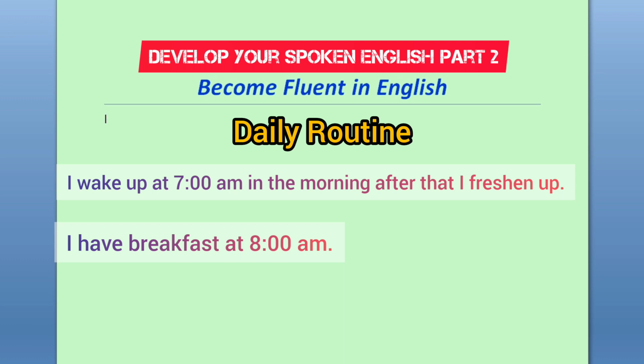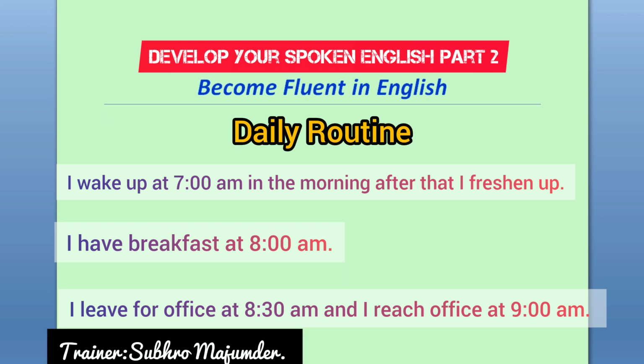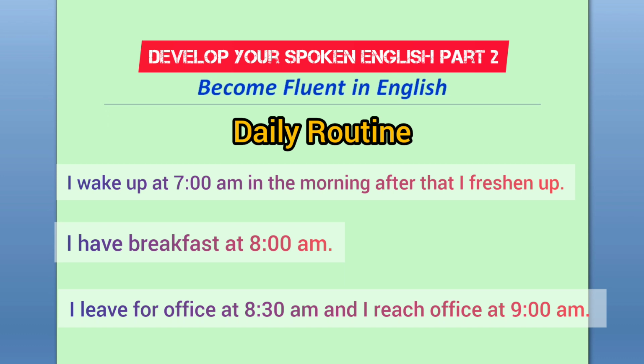Again using simple present tense. And third line you can say I leave for office, okay, or I leave for work at this time. Here it's mentioned at 8:30 a.m. and I reach office at 9 a.m. So I have given 3-4 sentences here to make you understand how you can practice using simple topics and using the simple present tense, right?